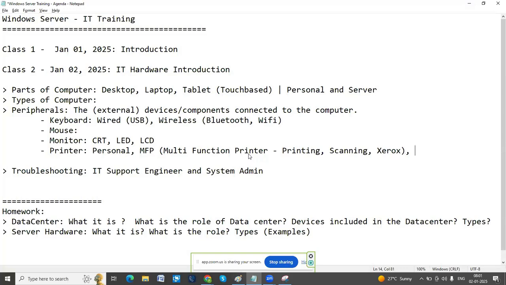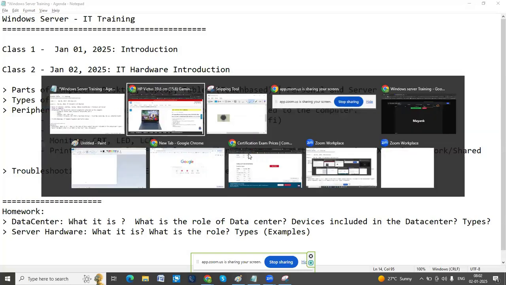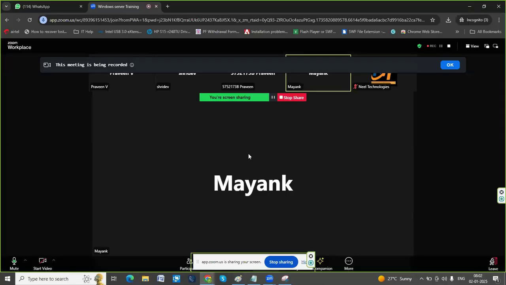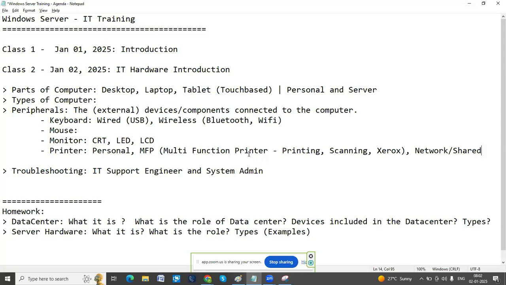Again, this personal or multifunction printer comes under one more type, like the network printer. Yesterday we discussed this. What do you mean by network printer? Connect to network. Yes, sir. What do you mean by network printer? Yesterday we discussed this part. I will give an example again, I will reiterate. I'll give a scenario again. You have to explain it to me in a word.